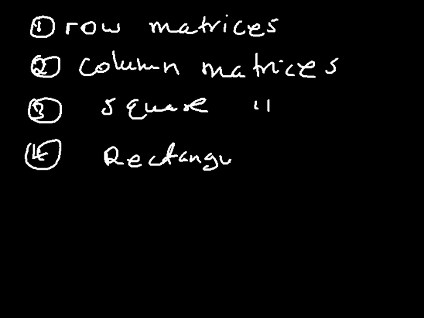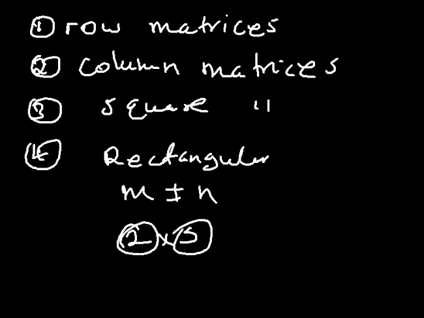So now on the rectangular matrices, there is a difference in the number of rows as well as the columns. In other words, M is not the same as N. So we can have, let's say, 2 by 5 matrices, provided M is not the same as N. That's when we have the rectangular matrices.